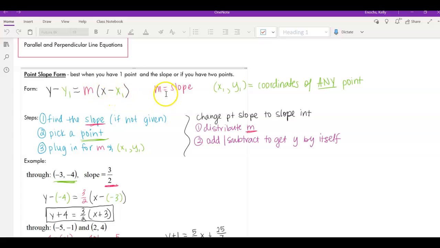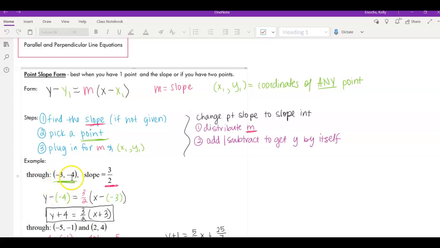M's your slope, and y1 and x1 are actually going to be numbers from the coordinate of your point that you're picking. How do you go through and write point slope form? Well, first you find the slope if you don't already have it. Go through and pick one of the points. If you have multiple points, if you only have one, then just pick that one. So pick a point and plug those in the right spots, the m for slope, and then your coordinates for your x1, y1 points.